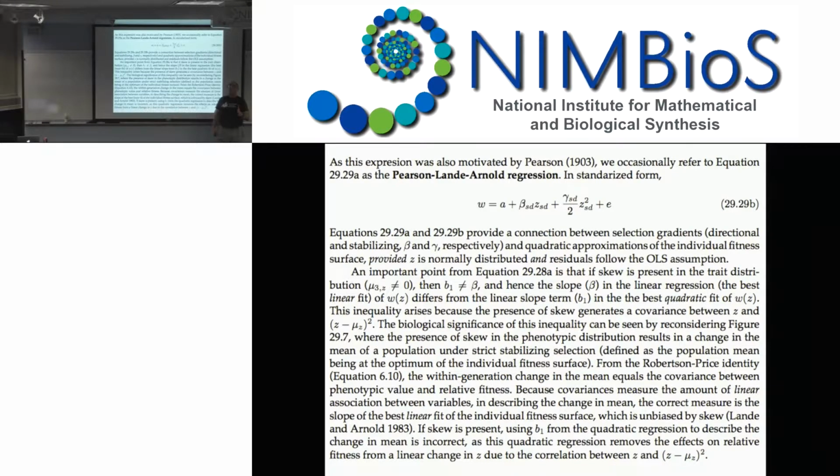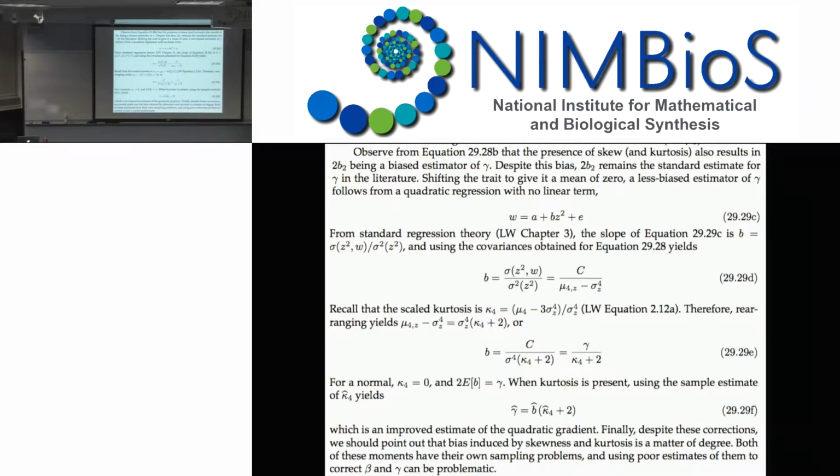So in that case, what you'd first do is fit a linear regression. That linear term is beta, then fit a quadratic regression, and that quadratic term is given by gamma. Okay, so you see that in literature sometimes, and we'll come back and talk about it. A slightly cleaner way to do that if you don't have normality is to fit a straight quadratic regression, no linear term, and you can get a slightly improved estimator of what gamma is.